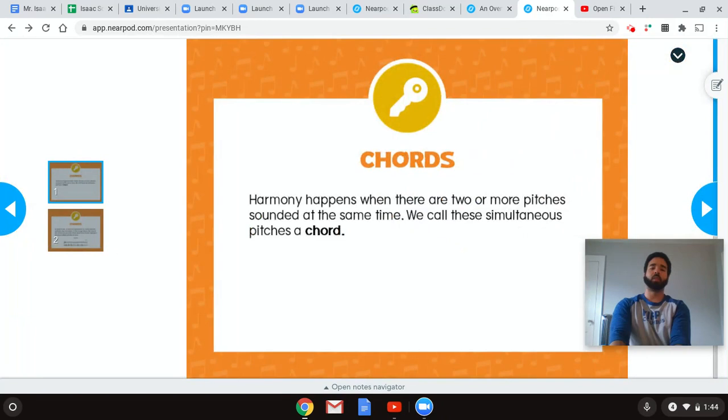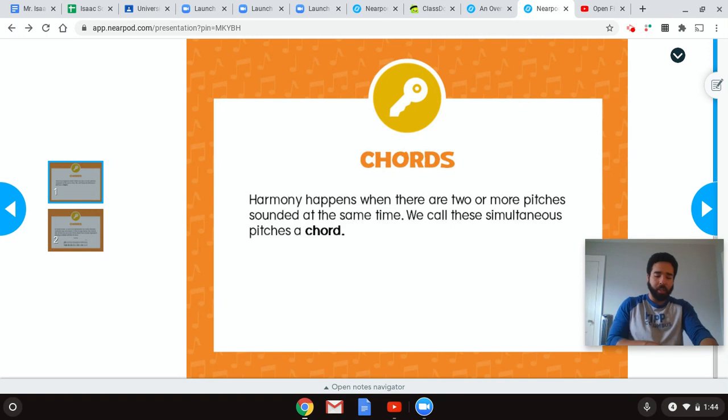So we're going to talk about chords a little bit. Harmony happens when there are two or more pitches sounded at the same time, as we've been saying over and over. Harmony is when two or more pitches are playing at the same time, compared to melody. We call these simultaneous pitches a chord.